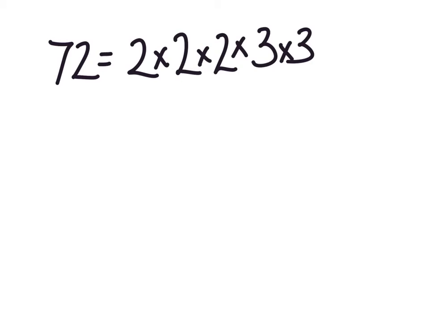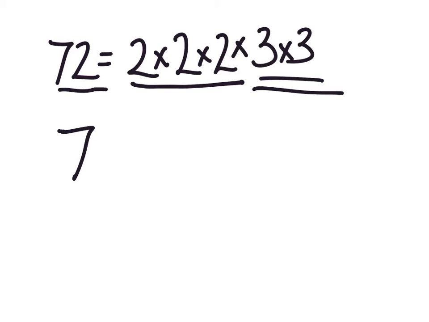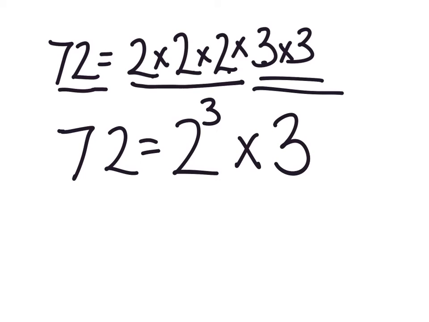Now, when we write using exponents with this big number, 72, first of all, we have to group the same numbers. So we have 3 2s and 2 3s. So in other words, 72 is going to equal 2 to the what power? How many are there? 1, 2, 3. 2 to the third power times 3, and how many 3's do we have? 2. So we could write it like this. 72 equals 2 to the third power times 3 to the second power.